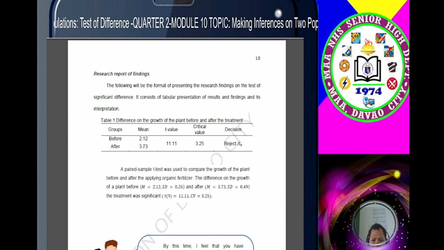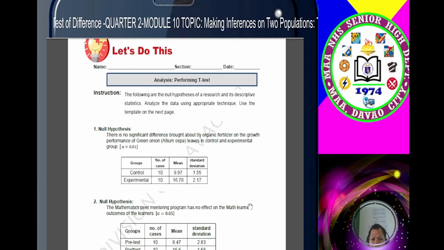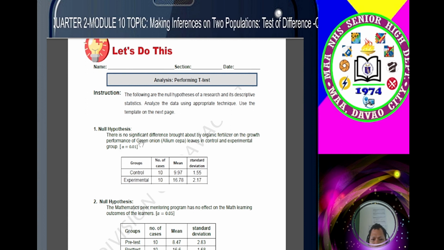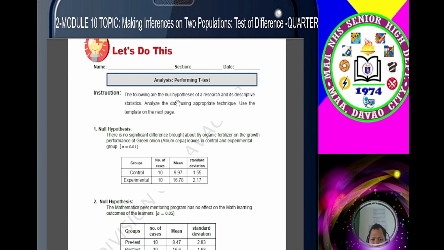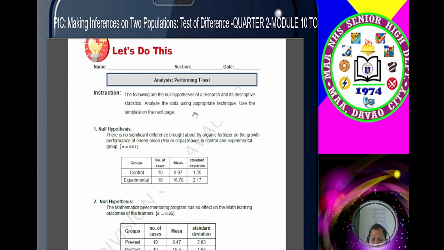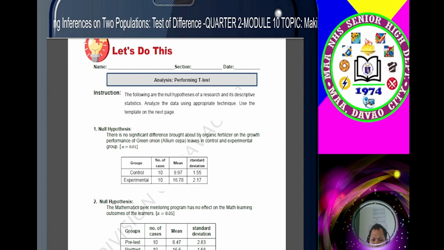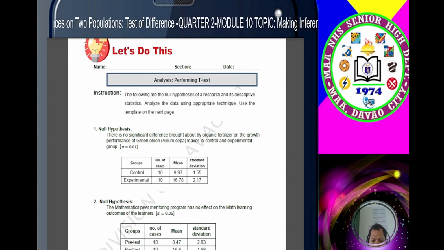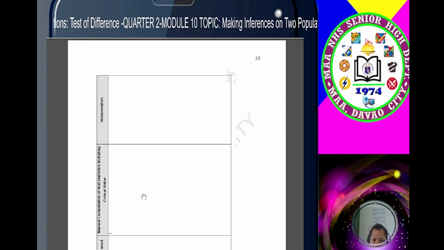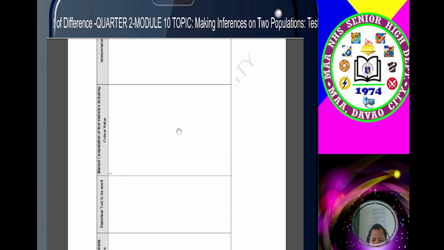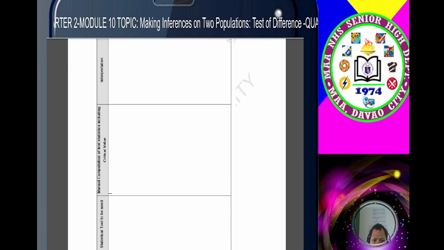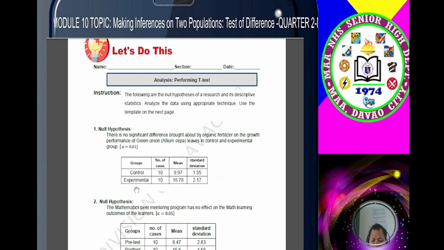For your exercise, you answer this in your paper. This is the instruction: the following are the null hypotheses of a research and its descriptive statistics, and analyze the data using the appropriate technique. Use a template, so using this template, as we did earlier. Just review your module so you can be guided on how to answer this. See your data. We have 2 exercises here.